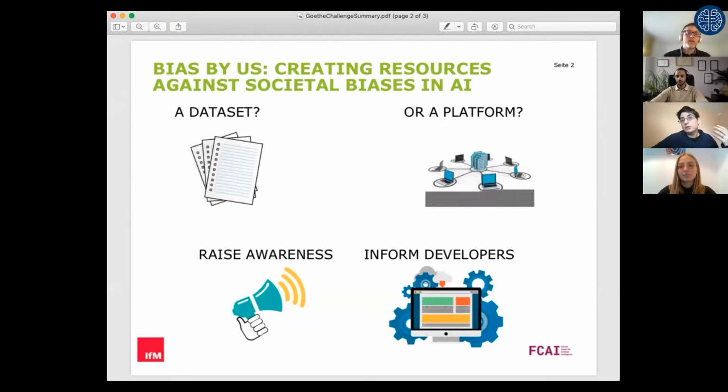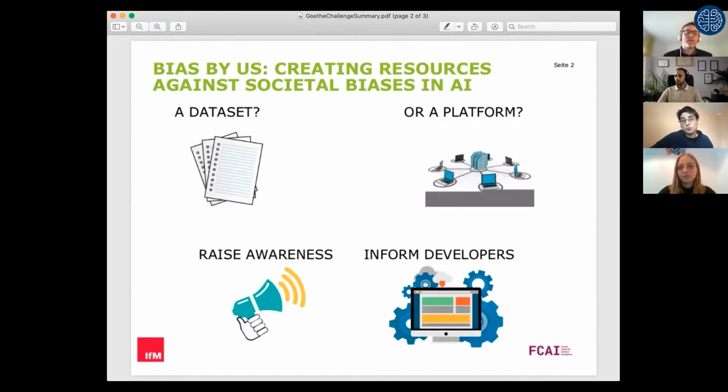So it was about creating either a data set or a platform for people to share examples of bias in AI, for people to discuss examples of bias in AI, and maybe either raise awareness for the general public who might not be aware of the kind of mistakes these systems can make, or maybe a goal of informing people who actually work on these systems.